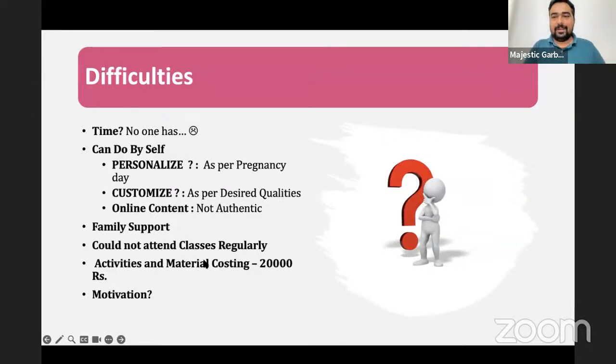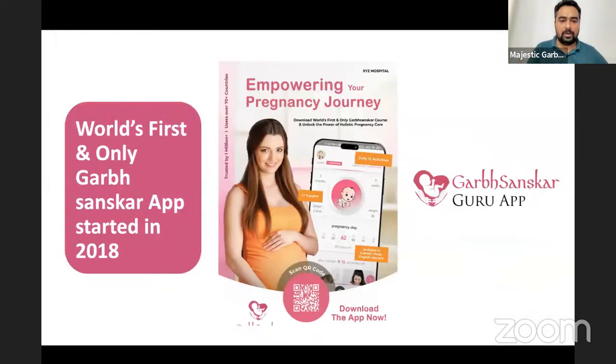Okay. Don't worry. As I promised, I am going to provide you some solution as well, which would not be that costly. And you would get the solution of all these issues which are listed over here. Now that solution is the Garbh Sanskar Guru application. That is the world's first Garbh Sanskar activity-based application, which would allow you to practice Garbh Sanskar on a daily basis as per your pregnancy day, as per the remaining day, and as per the baby qualities that you are selecting. It is that customized and personalized.